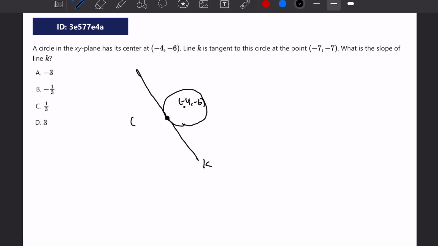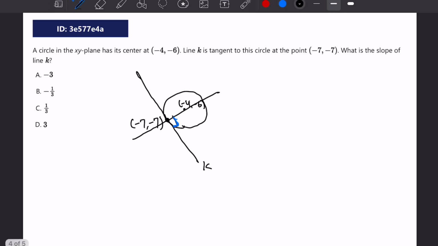of -7, -7. So here you need to know the rule that when we draw the line from the tangent point to the center of the circle, it is perpendicular. Let's do it with blue. It's perpendicular to the tangent line. So we gotta make use of this.